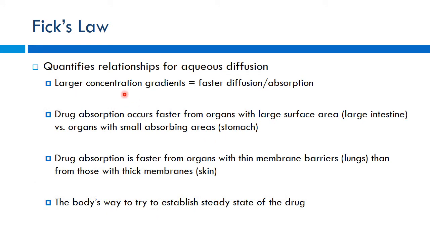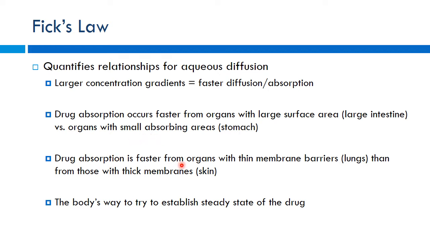So again, larger quantity and larger concentration gradients are going to have faster absorption and diffusion. We mentioned that drug absorption is going to happen a lot faster in organs with large surface areas. You guys remember looking at the large intestine, having those villi that allow it to have increased surface area for better absorption of drugs, versus the stomach, which really doesn't have that kind of surface area. So we have a lot better absorption in the small and large intestine than we do in the stomach.